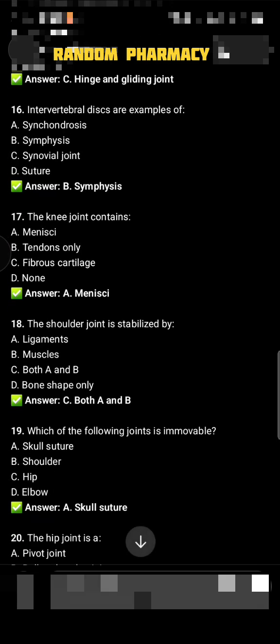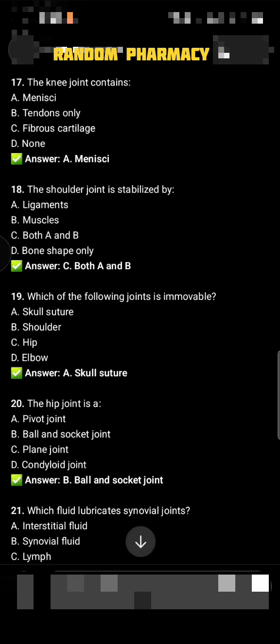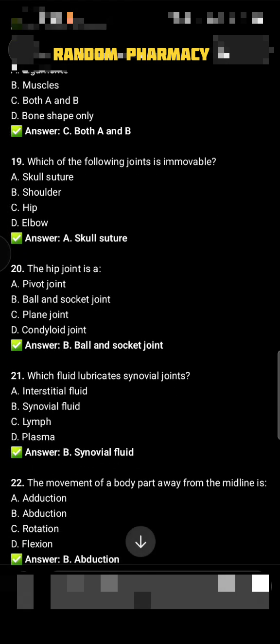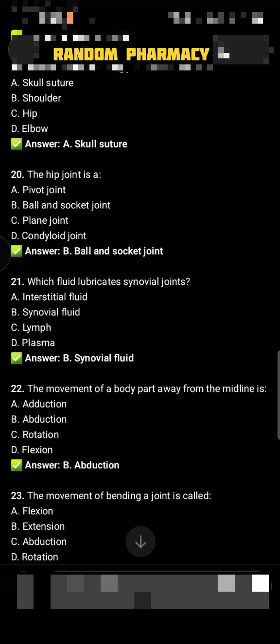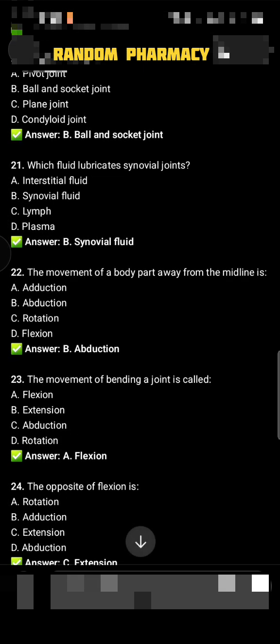The knee joint contains menisci, tendons only, fibrous cartilage, none. The right answer is menisci. The shoulder joint is stabilized by ligaments, muscles, both A and B, bone shape only. The right answer is both A and B. Which of the following joints is immovable? Skull suture, shoulder, hip, elbow. The right answer is skull suture. The hip joint is a pivot joint, ball and socket joint, plane joint, condyloid joint. The right answer is ball and socket joint.